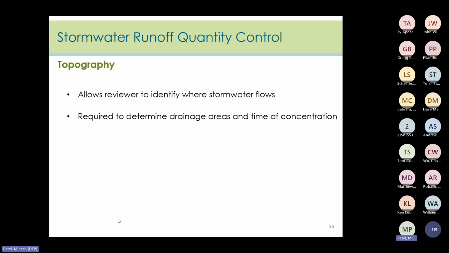So let's begin with taking a look at topography. Topography is important in identifying where the stormwater flows and is required to determine drainage areas and the time of concentration. Reviewers should be able to find the topography information on the plans and make sure that it's accurate. This, in some cases, may even require the reviewer to physically see the site as well.